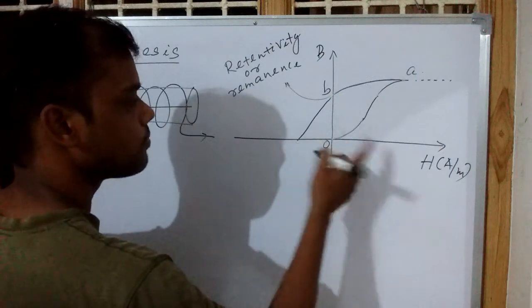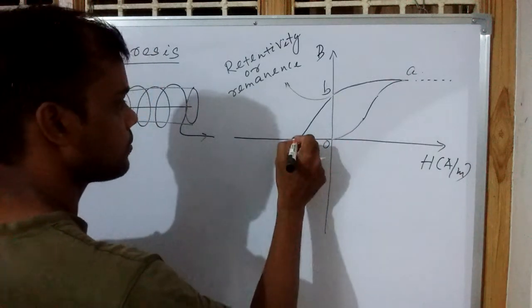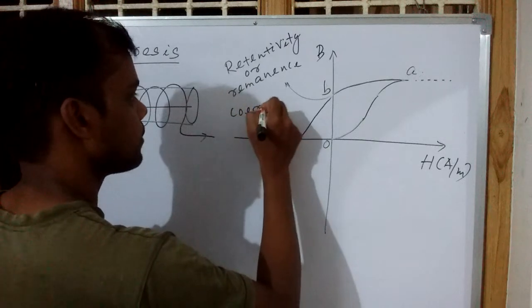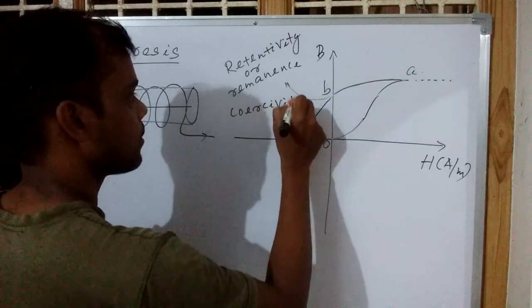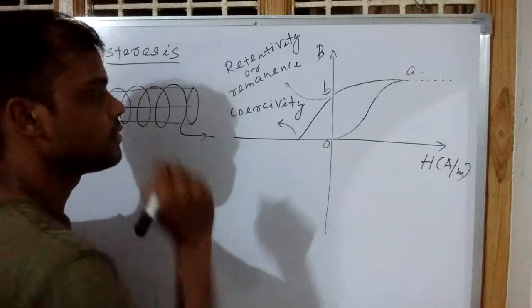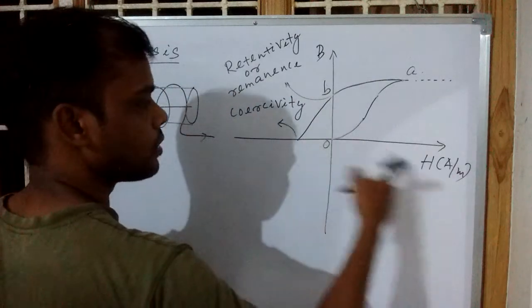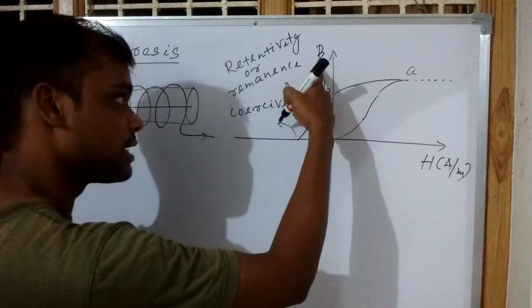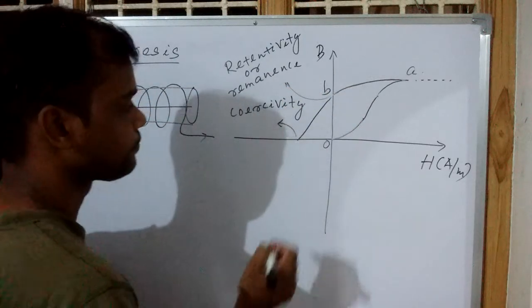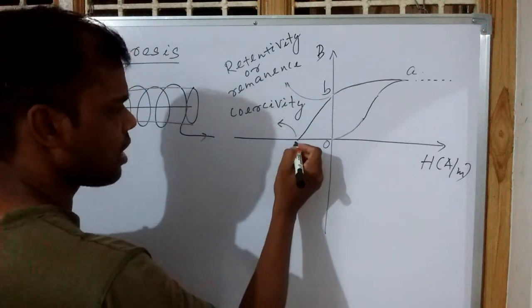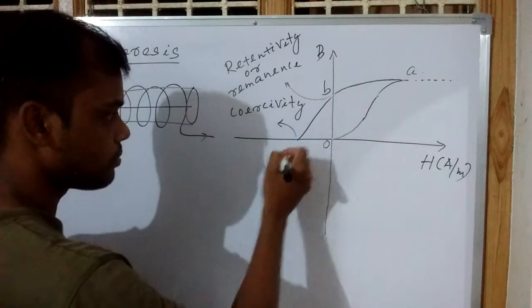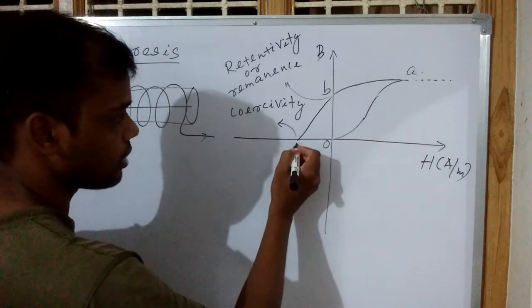So this value of H is called coercivity. Coercivity is the magnetic field intensity at which the magnetic field itself has become 0. Now if you continue increasing the current in that negative direction, then it will also go like this.